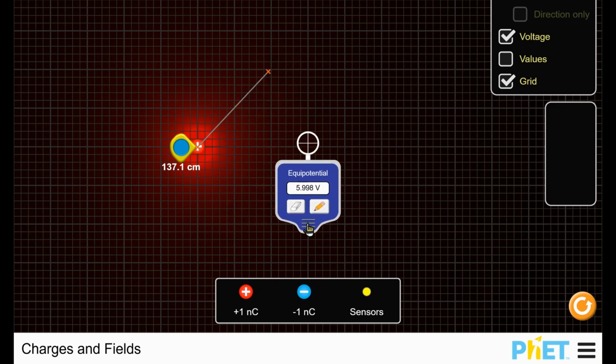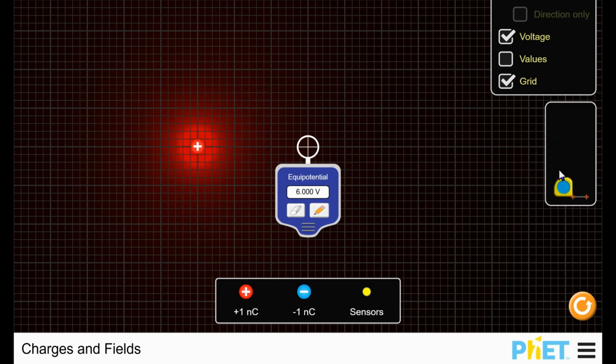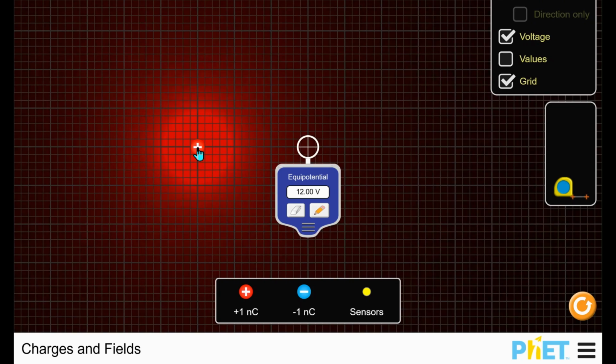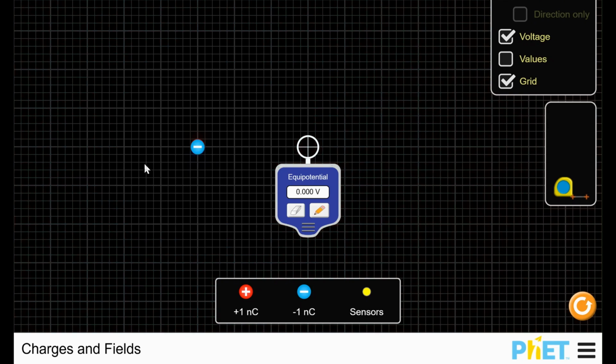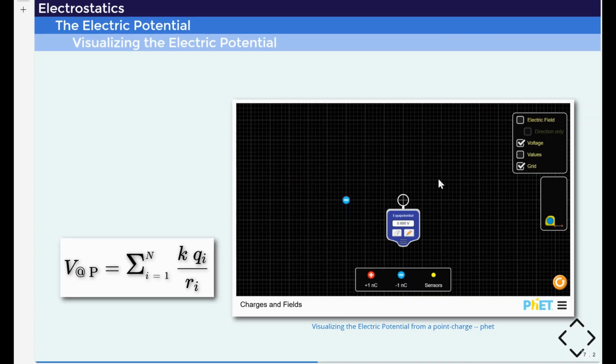Notice, for example, if I put it here, you'll see at this particular distance it's 6 volts because this is positive 1 nanocoulomb. What if I put another positive 1 nanocoulomb right on top of it? That means this charge now is positive 2 nanocoulombs. So it gives me 12 volts, double. And what if I put negative 1 on top of it? That shields one of the positives, so I get back to the 6. And if I put another negative 1, that's neutral now. Look, no potential anywhere, it's 0 volts everywhere. Okay? So that's how this particular simulation represents the electric potential.